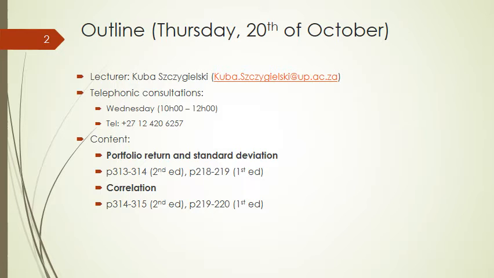The content that we'll be covering in this specific lecture is portfolio return and standard deviation. So this is more of an introduction to the concepts of portfolio return and standard deviation, although there will be some practice, and then we'll also talk about correlation. And that carries on to the second part of the lecture, and correlation is important for the purposes of diversification. So we can see this as an introductory lecture to certain concepts that will be very useful later on.